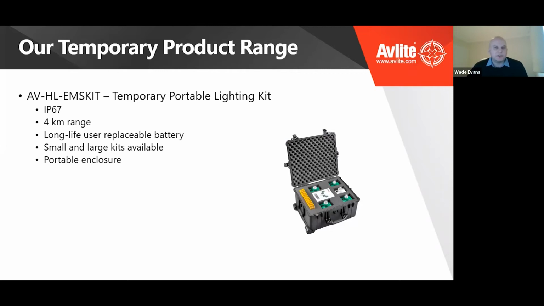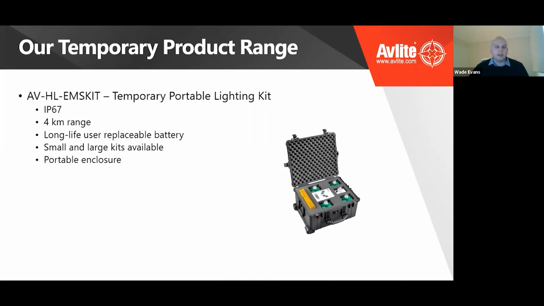So first and foremost, we start talking about temporary applications. So we're talking about our HL EMS kit here, which is our temporary portable lighting kit. It's an IP67 system, and that includes everything from the fixtures through to the enclosure that they're housed in. Can provide up to a 4-kilometre range, long life user replaceable batteries, small and large kits are available.